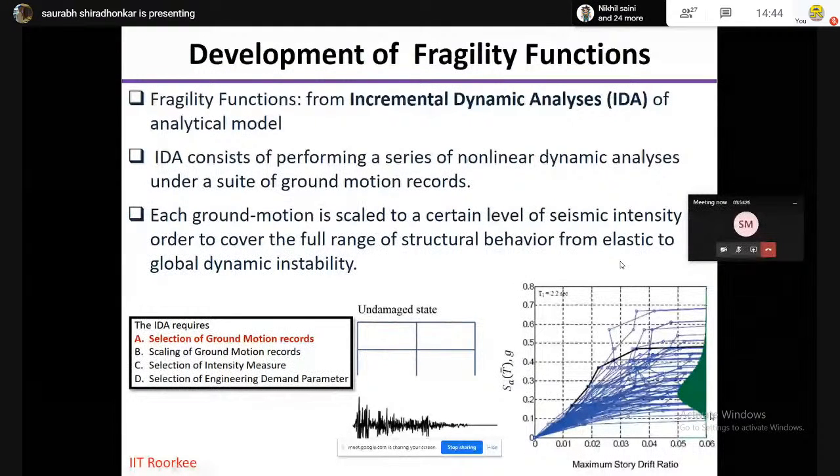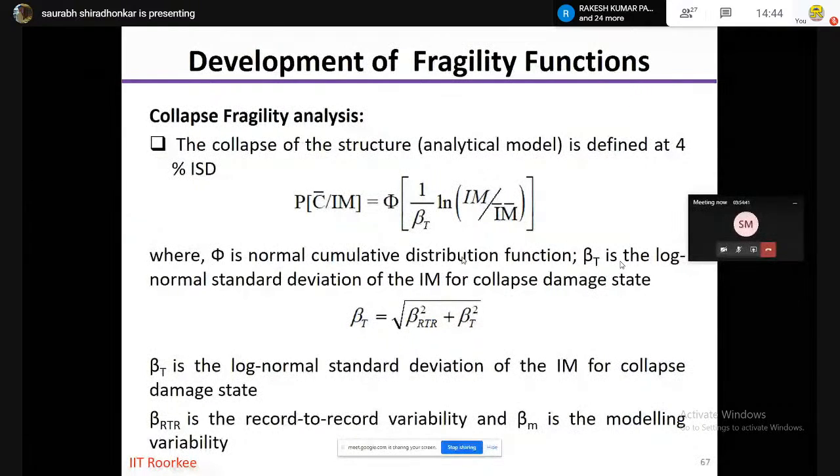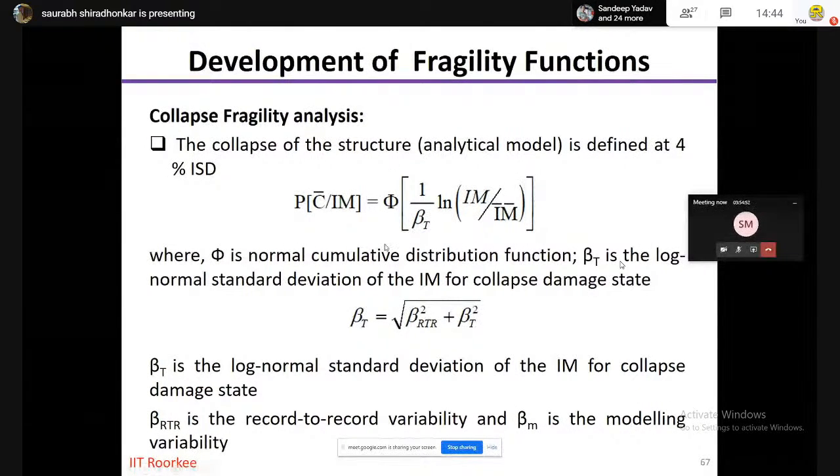And then I choose the value at which I define the collapse of a structure, and at which all these possible variations in spectral acceleration, which is the demand, give me the fragility function. So this is the definition of the fragility function, where the capacity is exceeded for a given intensity, and it has been calculated by fitting the lognormal distribution.